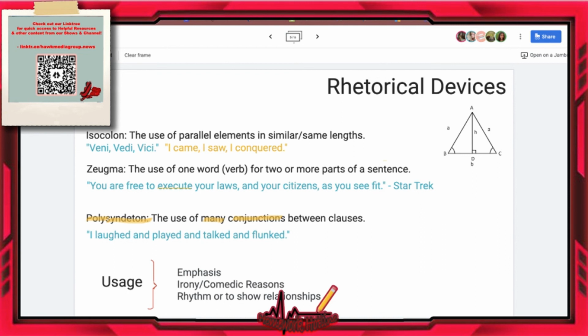A zeugma is used for irony or comedic reasons. It's really ironic that you can execute a law and also your citizens. And lastly, we have a polysyndeton, which can be used to show rhythm or to show relationships. So maybe because you played and because you talked and because you laughed, you also flunked class. So it's really done to show the relationship between everything.